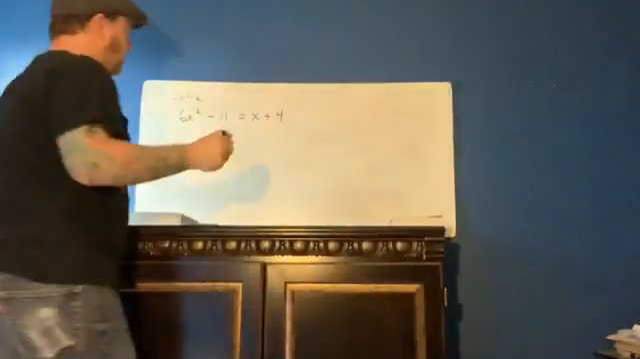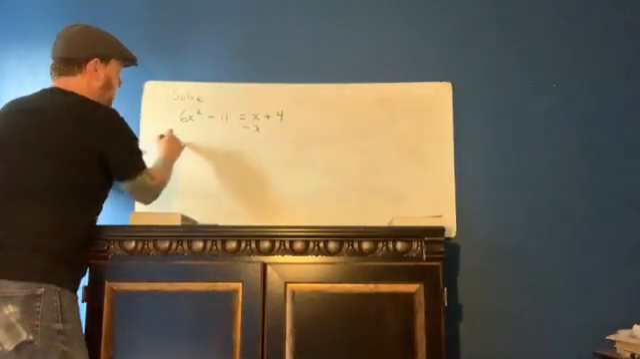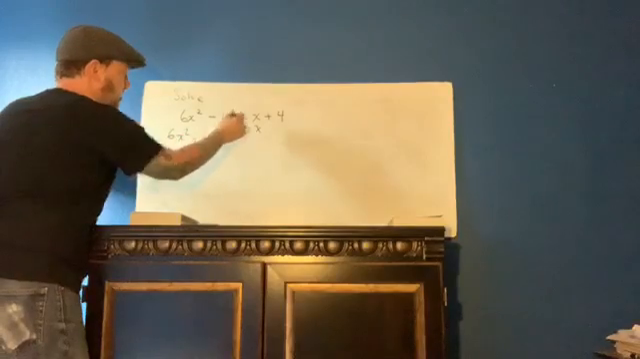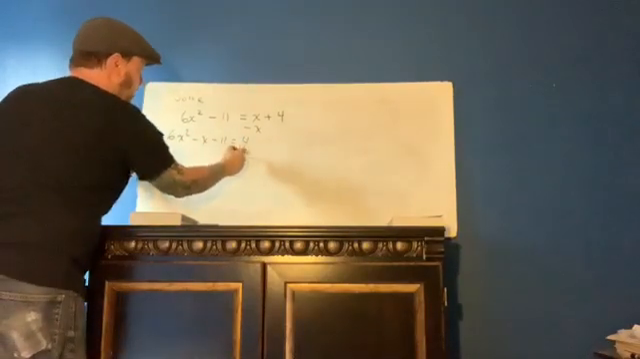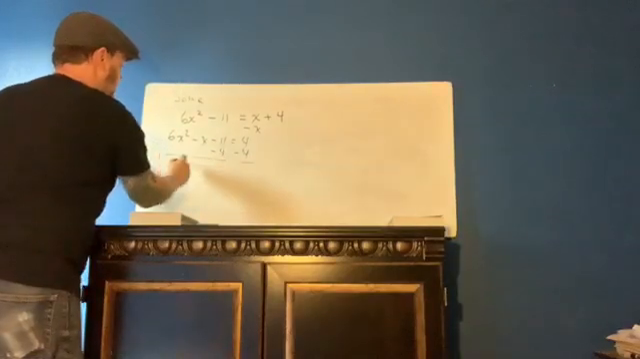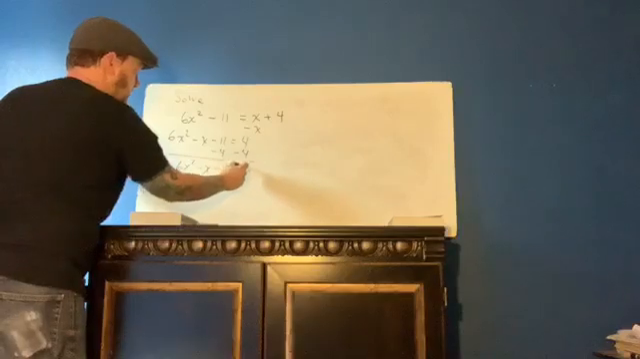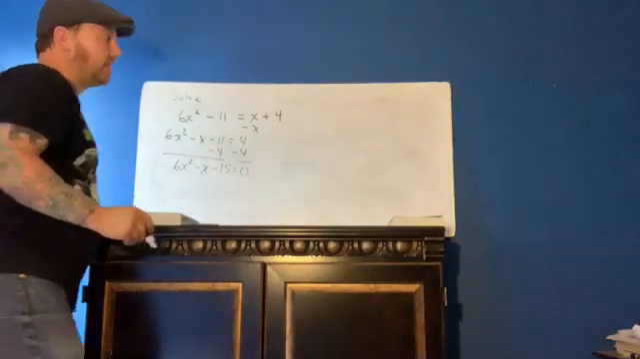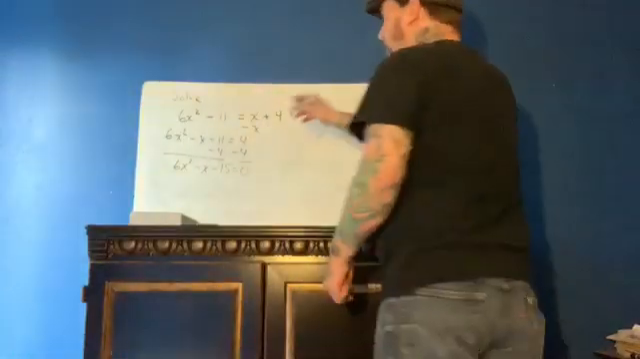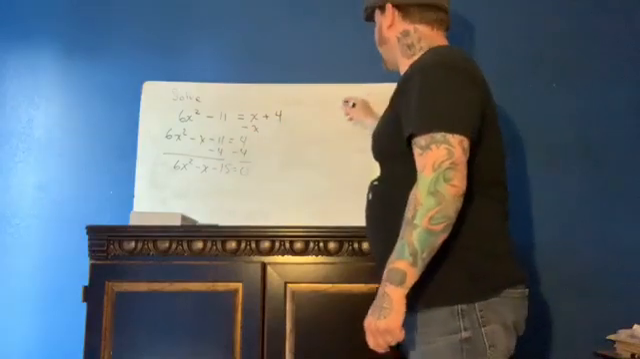So how do I make this equal 0? Well, subtract x. 6x squared minus x minus 11 equals 4. Subtract 4. 6x squared minus x minus 15 equals 0. Let's see if we can factor 6x squared minus x minus 15.